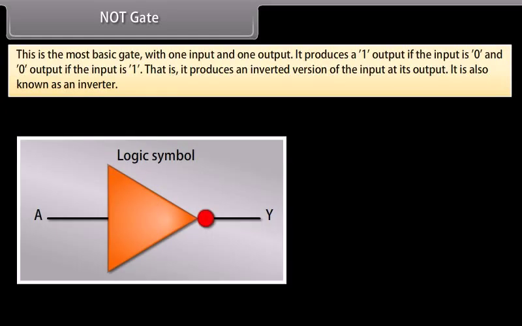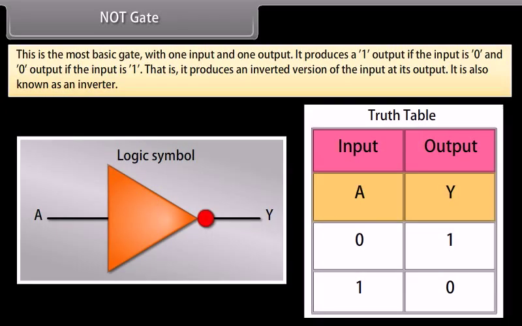NOT gate. This is the most basic gate, with one input and one output. It produces a 1 output if the input is 0, and 0 output if the input is 1. That is, it produces an inverted version of the input at its output. It is also known as an inverter.